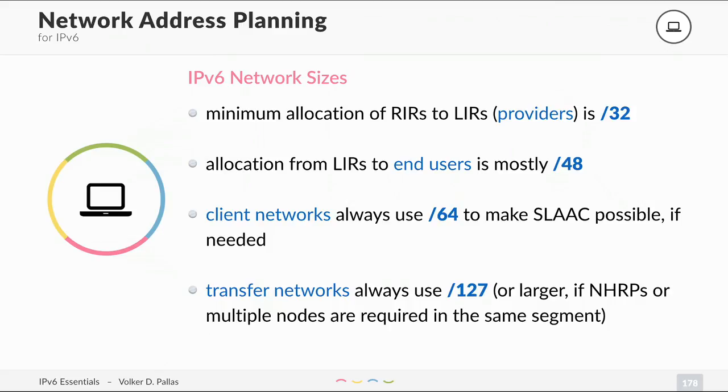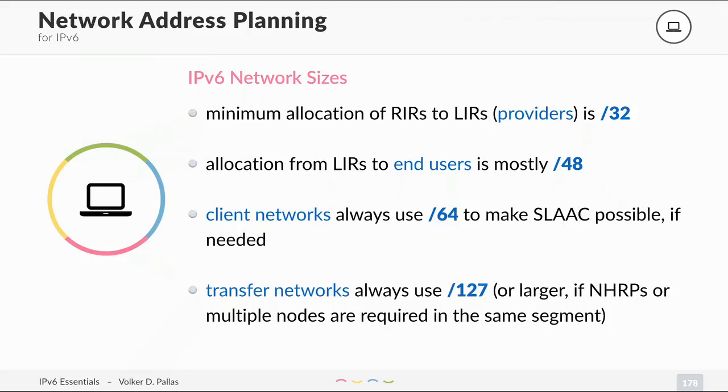And for client networks, you should always use a /64, because remember, you need a /64 to use SLAAC. That's stateless address auto configuration. If you need that or if you don't, doesn't matter, always use a /64 for client networks.